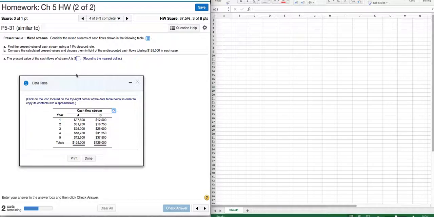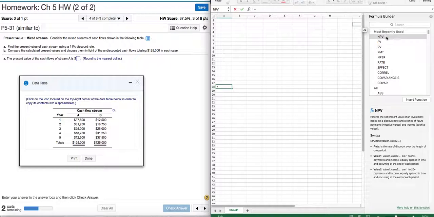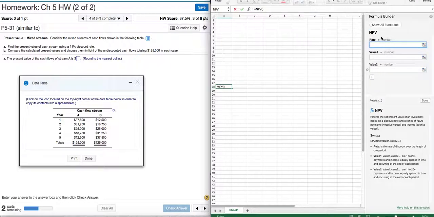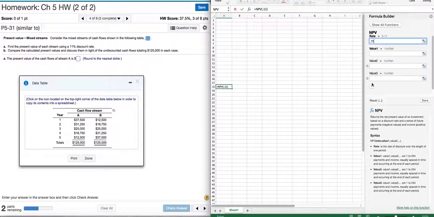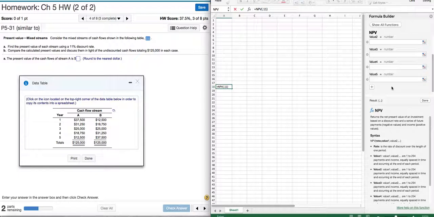First we'll demonstrate it with the actual present value of each cash flow, and then see how they compare in part B of the problem. At any rate, we can use again our formula builder for net present value and quickly calculate each stream. We are using a discount rate in the problem of 11%, and we have 5 values. So add a couple more values here.